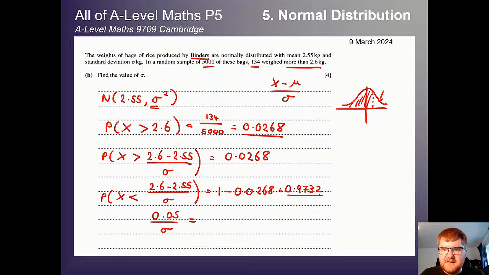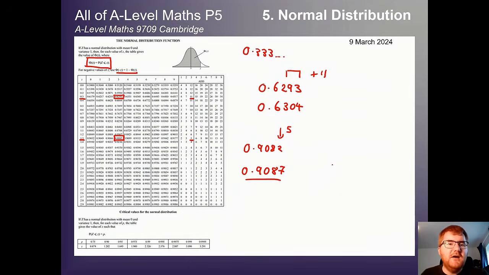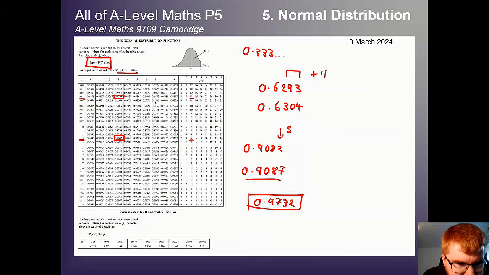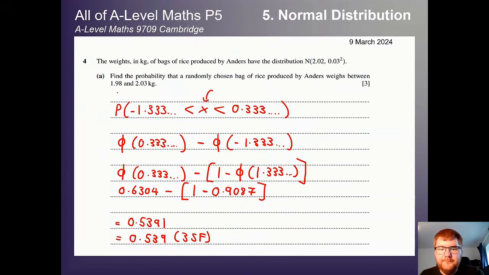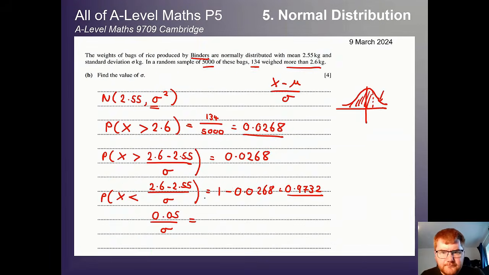So 0.9732. We go to our table. What we're looking for is 0.9732. So this number, the result, we're looking for in the table and then work backwards. So can we find it? 0.9732. Makes your eyes go funny looking at this. 732. Yep, I found it. It's this one here. So that's going to be 1.93. Okay, so equal to 1.93.